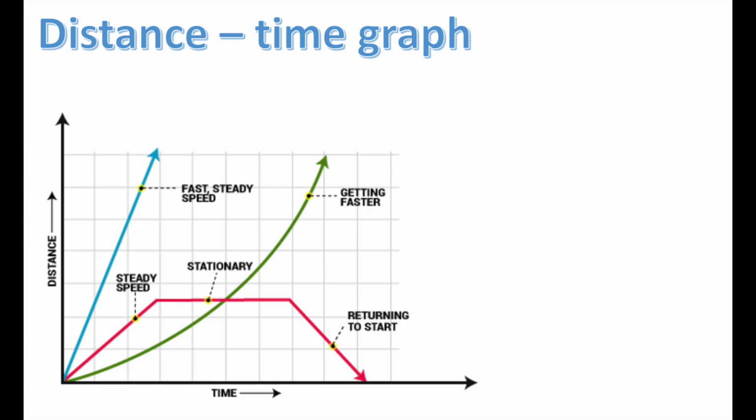Now, if you look at the third graph, the red graph, at the starting time it is showing a graph for steady speed. Then you can see the graph for stationary condition. The distance is not changing. Then after some time the distance is decreasing, or we can say the object is returning to the starting point.